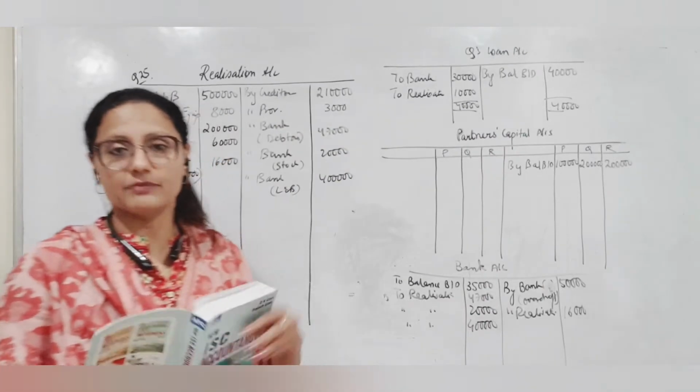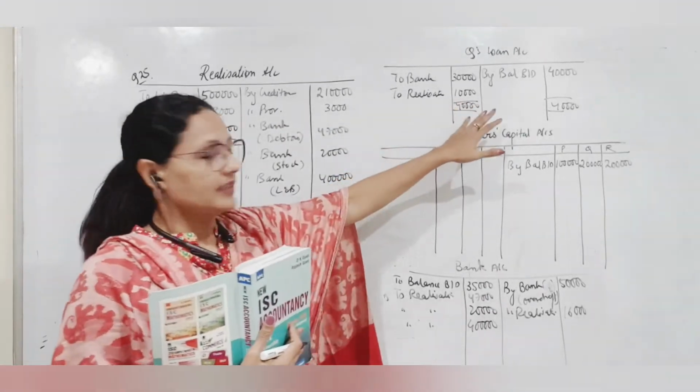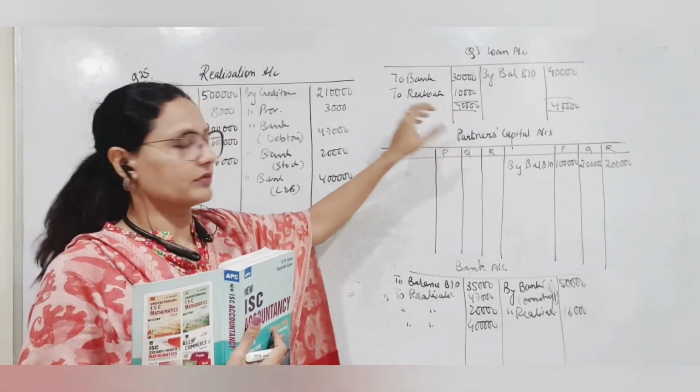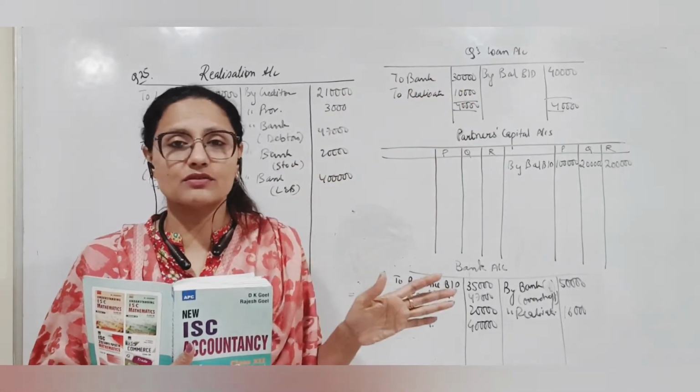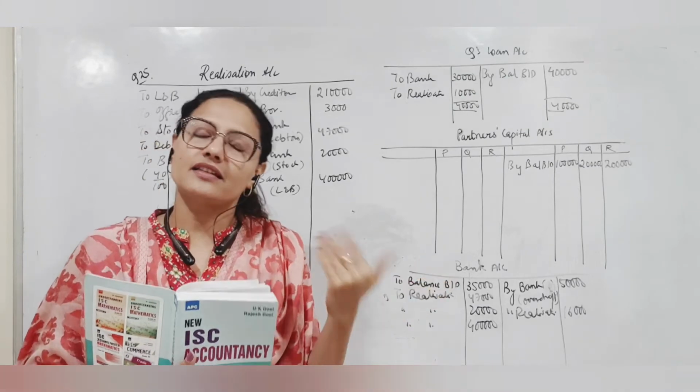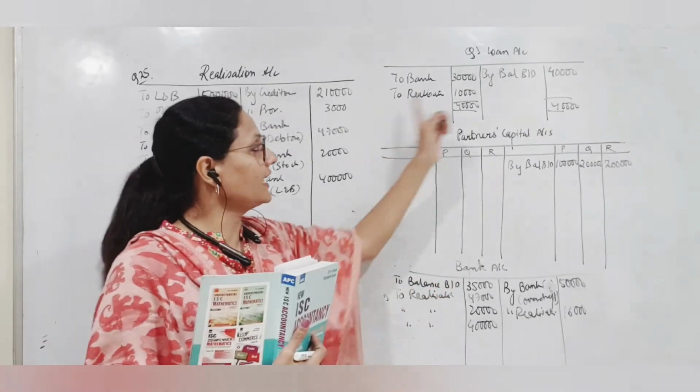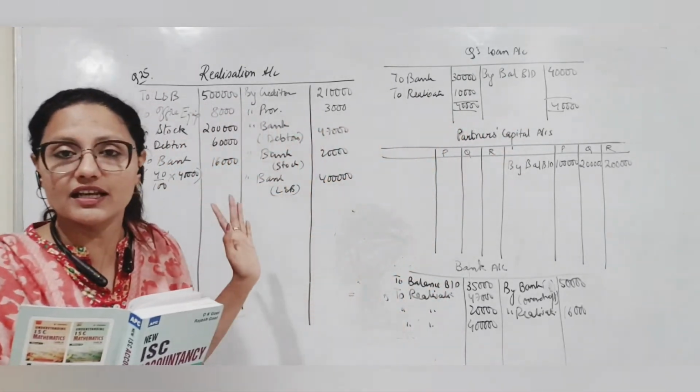Remember children, there can be various possibilities here. Now it is given that it is not a profit of 10,000, but it says it was settled at 30,000. That means what? I am paying 10,000 less, right? 10,000 less, so it's a gain for the firm. Any gain arising from here will be transferred to realization.